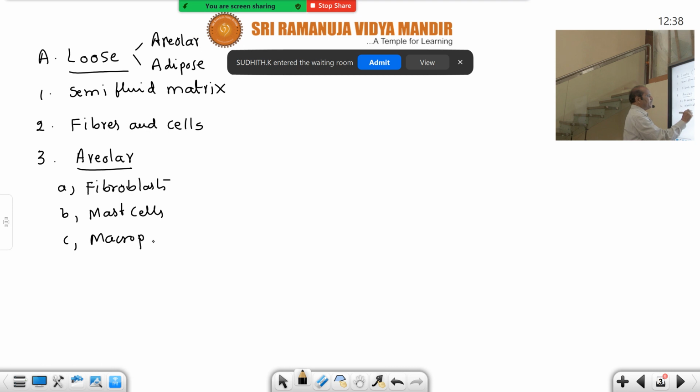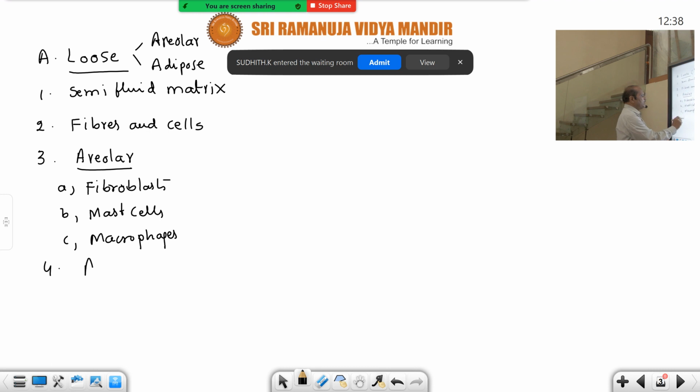These are the 3 types of cells given, but we have studied 5 types of cells. Adipocytes and plasma cells are also added in our book, but here only 3 types of cells: fiber secreting fibroblasts, inflammatory mediator secreting mast cells, and the phagocytic cells called the macrophages. Macrophages are tissue fixed phagocytic cells. This is about areolar connective tissue.